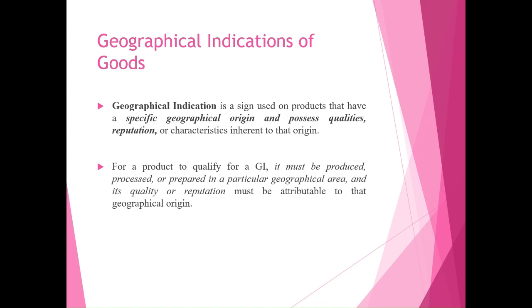So to fall in that category of GI goods, it must be produced, processed, or prepared in a particular geographical area, or the quality or the reputation is directly attributed to that geographical origin. So these are the perfect examples of geographical indication of goods that we have discussed.